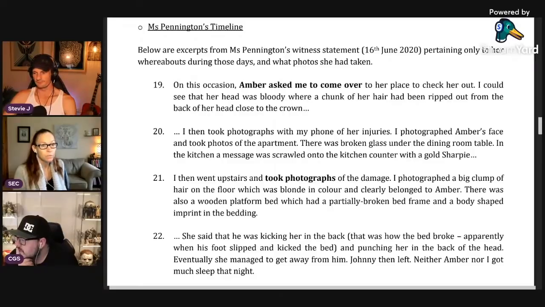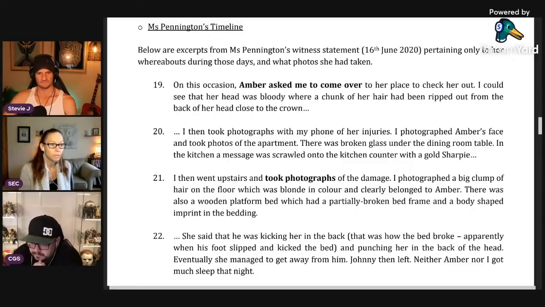Yes, she will. I then took photographs with my phone of her injuries. I photographed Amber's face and took photos of the apartment. There was broken glass under the dining room table. In the kitchen, a message was scrawled onto the kitchen counter with a gold Sharpie. I then went upstairs and took photographs of the damage. I photographed a big clump of hair on the floor, which was blonde in color and clearly belonged to Amber, or Amber's wig.